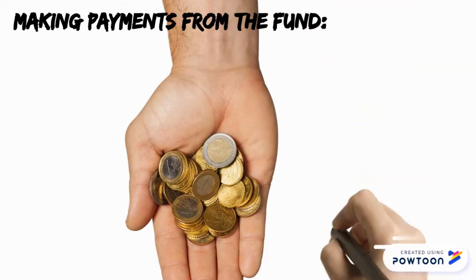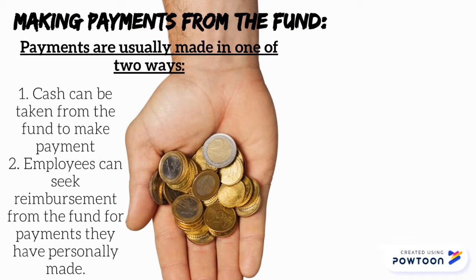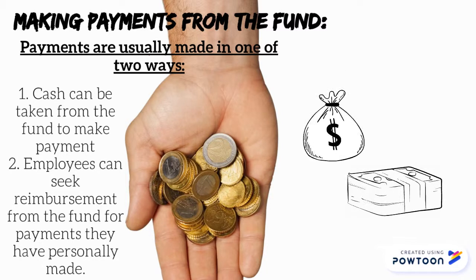Making payments from the fund. Payments are usually made in one of two ways. 1. Cash can be taken from the fund to make payments, or 2. Employees can seek reimbursement from the fund for payments they have personally made.